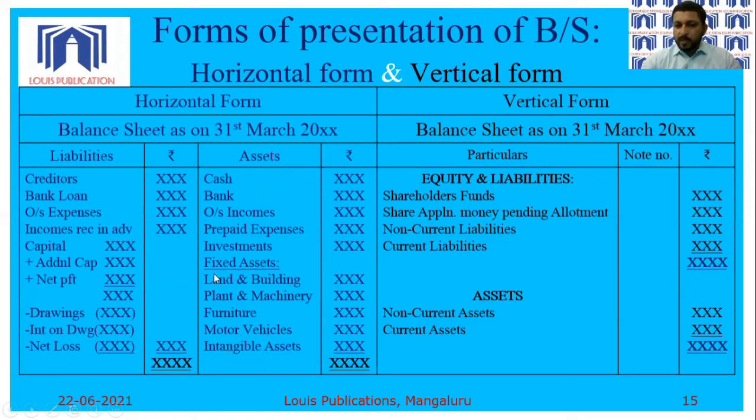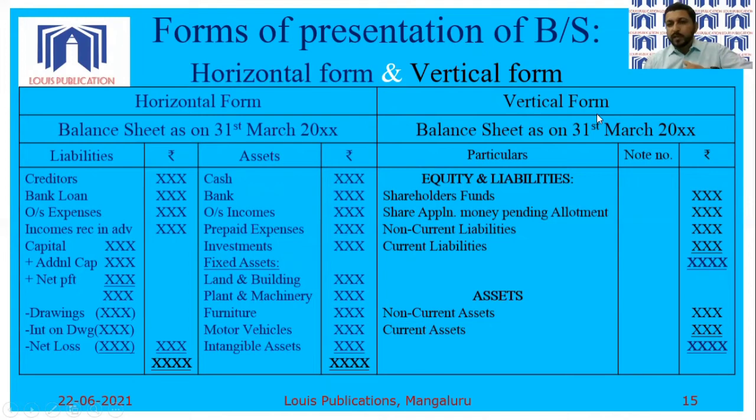So in this example, if you see, fixed assets are shown last. Similarly, over here, fixed liabilities called capital are shown last. Whereas liquid liabilities, or you can say current liabilities, and liquid assets are shown first in the heading. So since the liabilities and assets are written side by side, it is called the horizontal form of preparation of balance sheet.